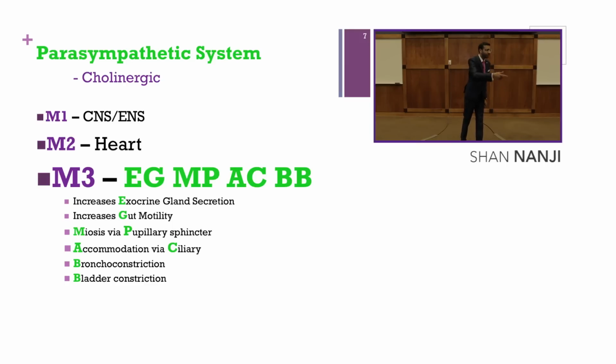M1 is in the brain. M2 is in the heart. And M3 is everywhere else. One more time. M1 is in the brain. M2 is in the heart. And M3 is everywhere else.